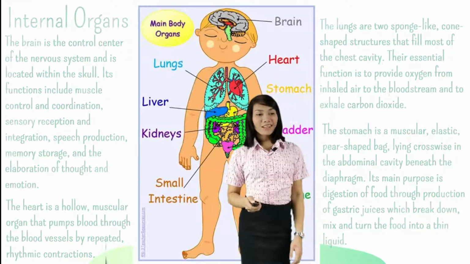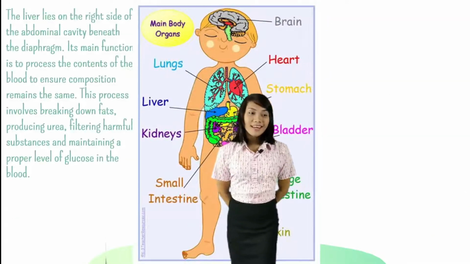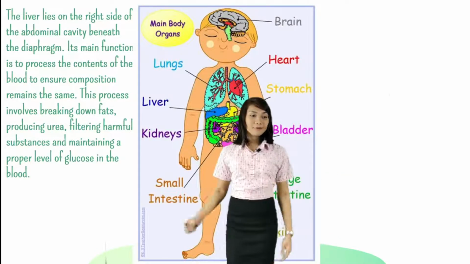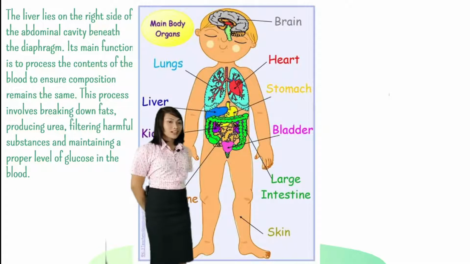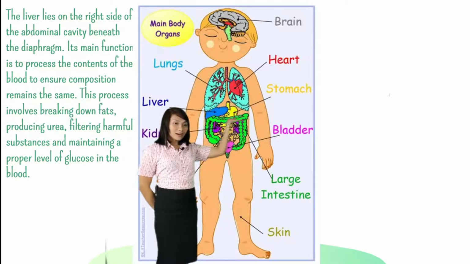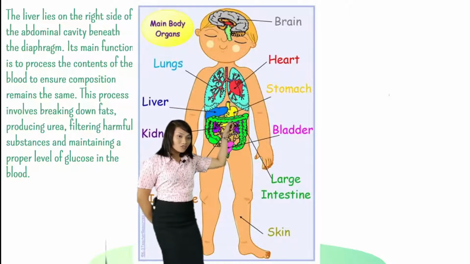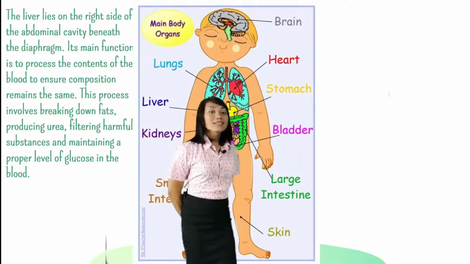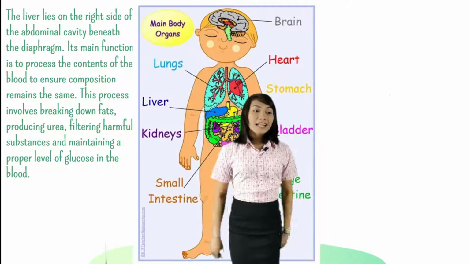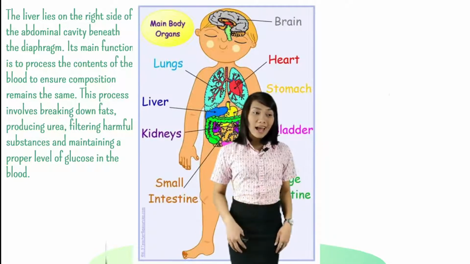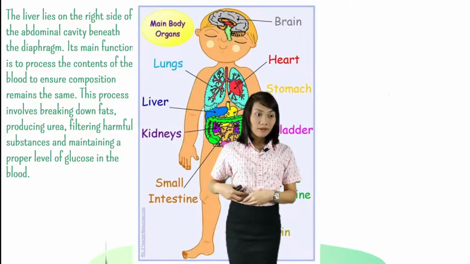All right, now let's move on to another set of parts. Now let's have this. What's this? This is your liver. Where is your liver? Find your liver. Okay, so this one is your liver. Look at that. This one. That is your liver. Now, what does the liver do? The liver lies on the right side of the abdominal cavity. So this one is your liver, okay?